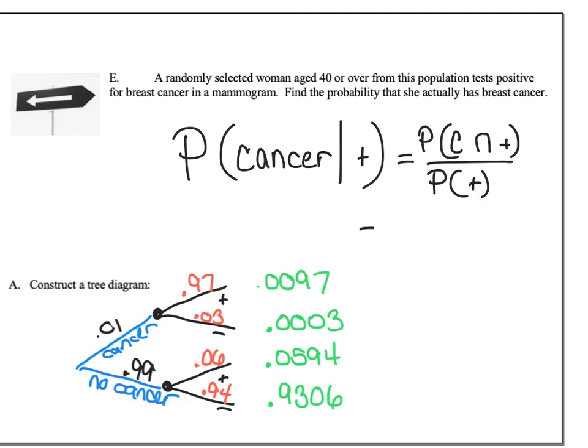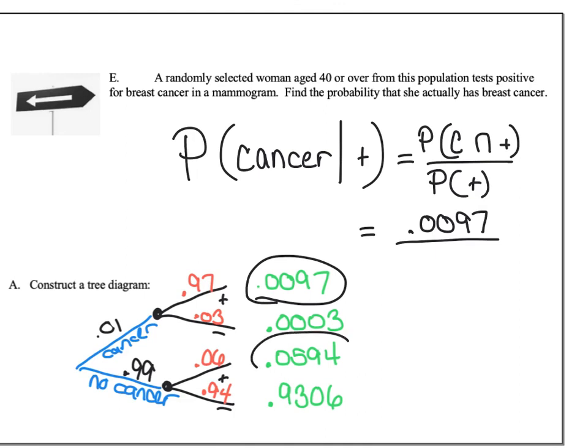Again, that formula is on the formula sheet. This is equal to, our joint probability is right here from our previous tree diagram we made, 0.0097, divided by the probability that she's positive would be the sum of these two. So if I add those two together, let's see, that's 0.0691. And then I'm going to divide, that's approximately 0.1398. So approximately a 13.9 or approximately 14% chance that she really does have cancer if the test came back positive.